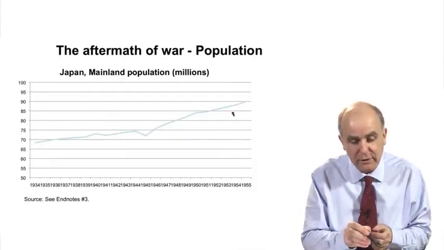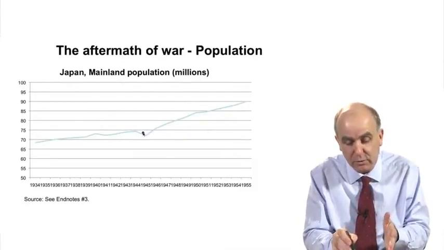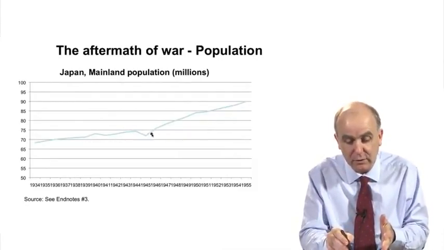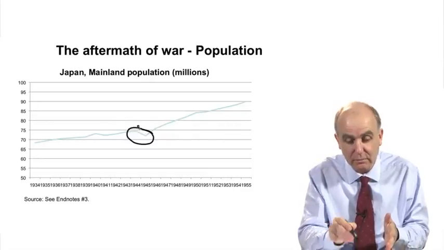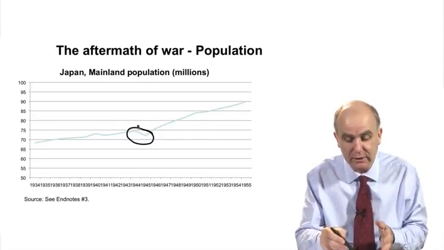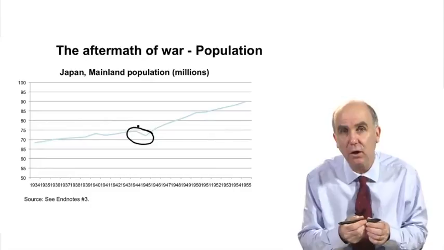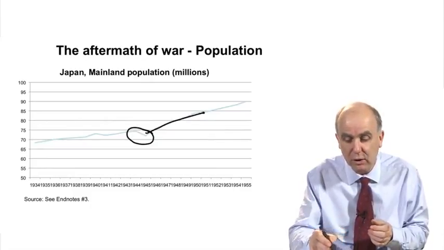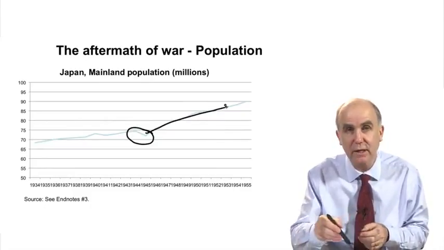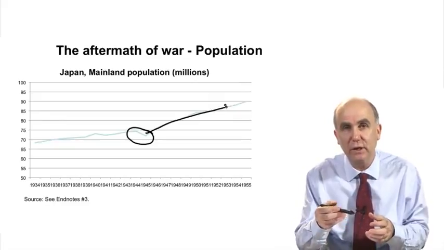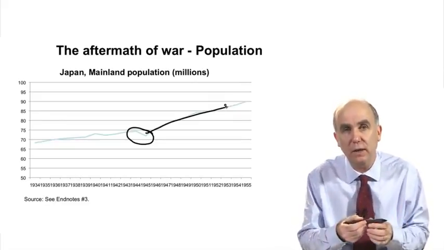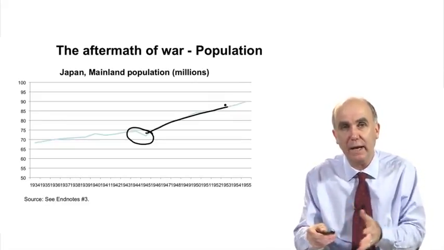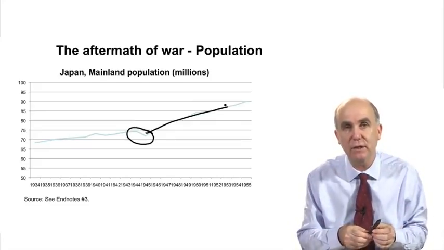In this graph, you can see how in the lead up to the war and during the war, there was relatively slow growth in population, with the mainland Japanese population actually decreasing in the latter period of the war before resuming an upward trajectory. Some of that upward trajectory was due to the return of Japanese citizens from what had been Japanese colonies to the Japanese mainland.